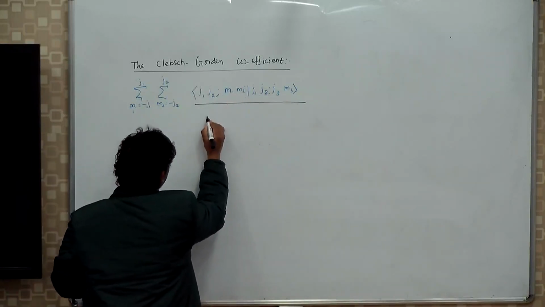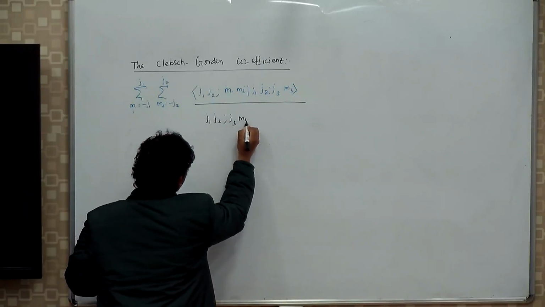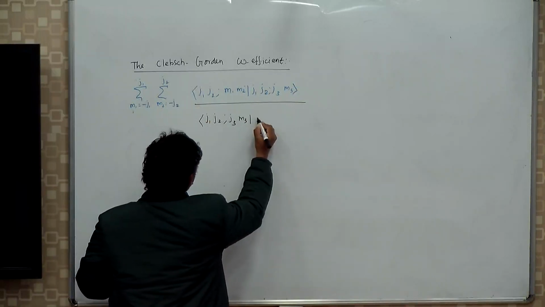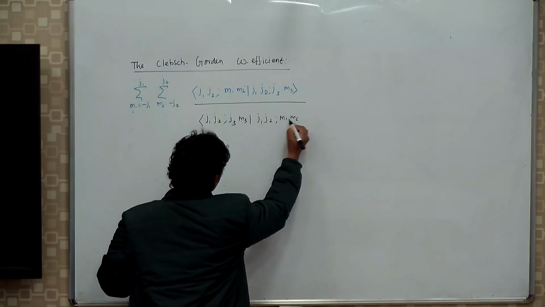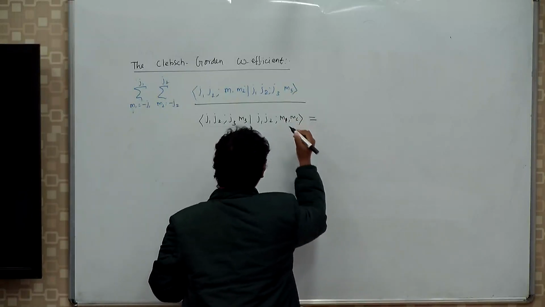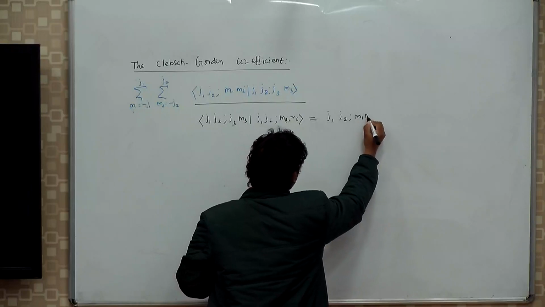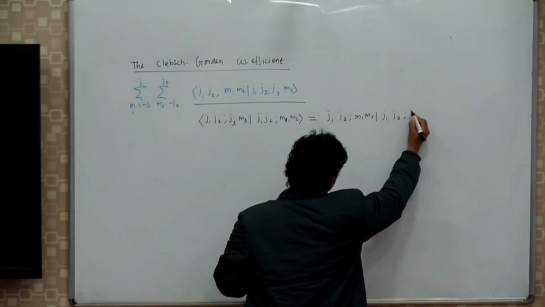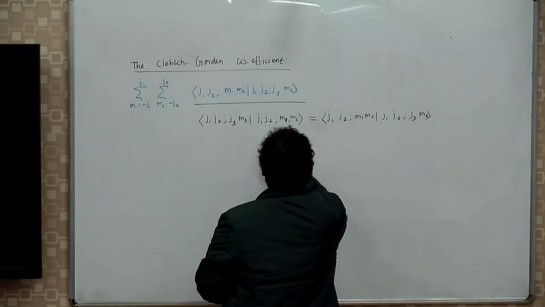So how is it interchanged? <j1 j2 j3 m3 | j1 j2 m1 m2> is nothing but <j1 j2 m1 m2 | j1 j2 j3 m3>. Both are the same.